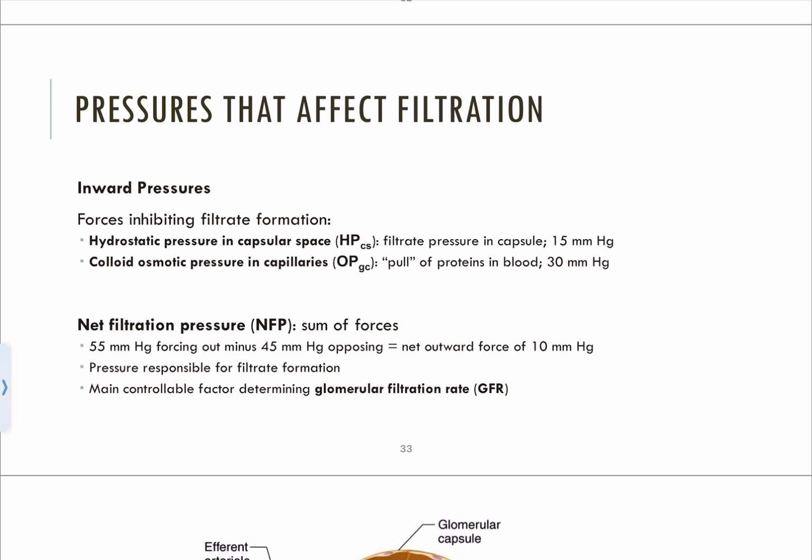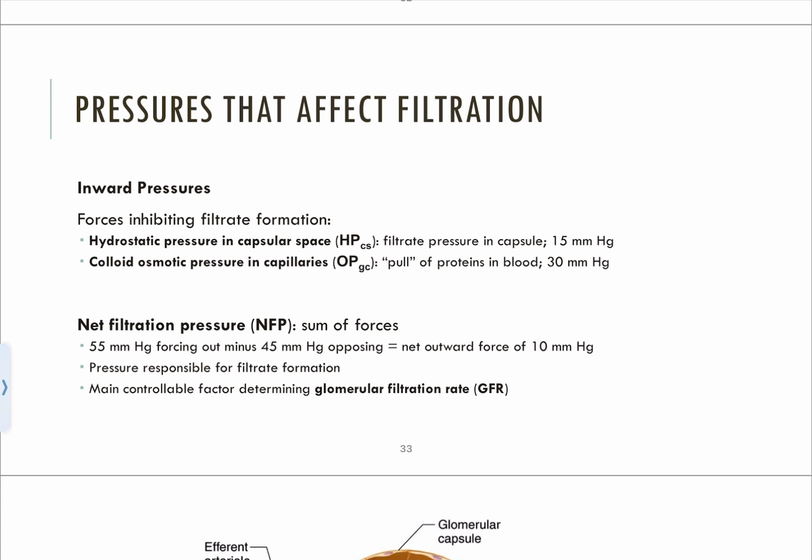So our first one is our hydrostatic pressure in the capsular space. And this pressure is exerted by the filtrate that's in the glomerular capsule. So once we push the filtrate through our capillaries out into the capsule, that filtrate is pushing back on the capillaries. So our hydrostatic pressure in the capsular space is much higher than the hydrostatic pressure surrounding most capillaries because that filtrate is confined to such a small space and has that narrow efferent arteriole to feed out.